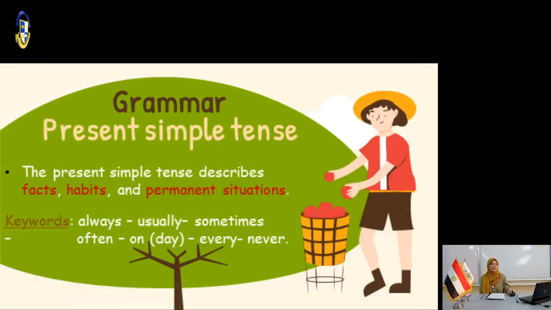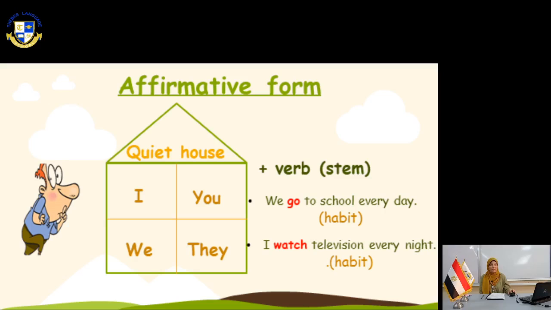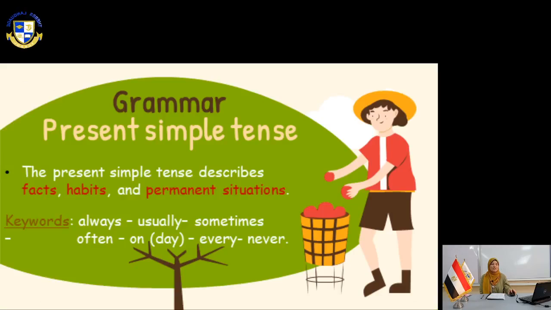Today we are going to continue our Unit 4 in the Connect Plus on the form, Lesson 2. Today we are going to study the present simple tense. The present simple tense is a form of the sentence that we use in order to describe a fact or a habit or a permanent situation.